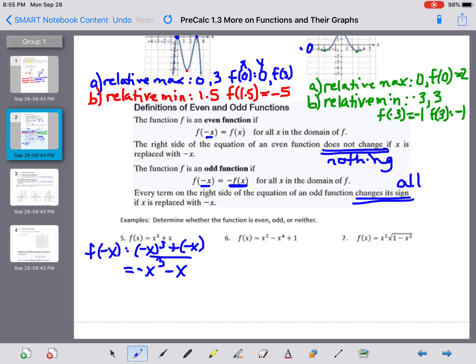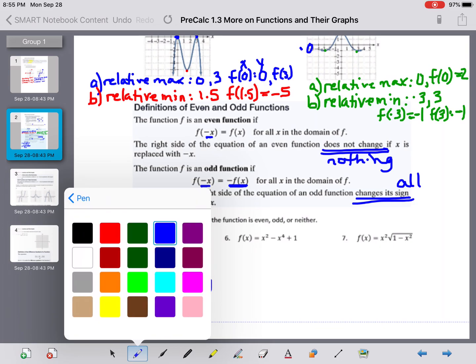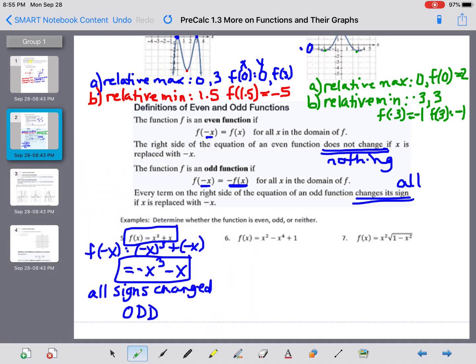Okay, I look at my function compared to what I started with. So when I compare what I just got to what I started with, what happened to my equation? It looks like all my signs changed. Because all my signs changed, I have an odd function. Okay? So let's try it again on the next function.